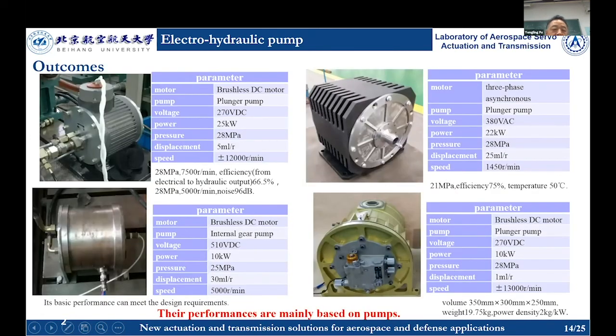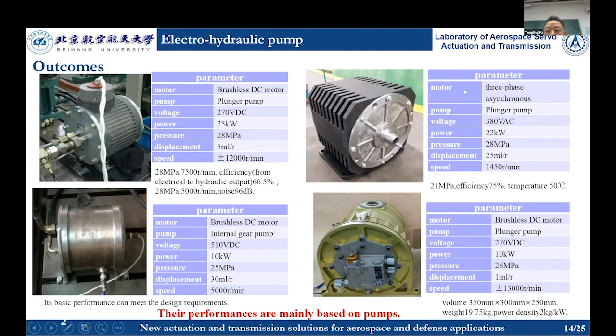These 4 kinds of electric hydraulic pump are prototypes. This one is a brushless DC motor to drive an axial piston pump. These are the parameters. The research result is at this parameter, 28 megapascals, 7,500 rounds per minute. The efficiency is about 66%.